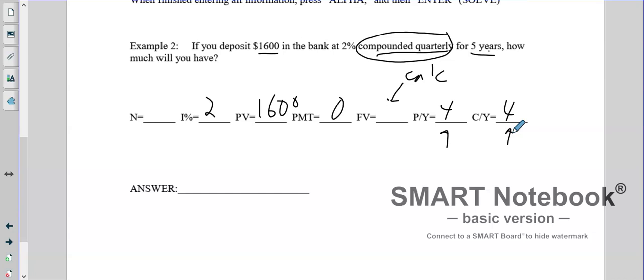Now, what is our n? Okay, well, that is where we do this. So that's that actual number up in the upper, that's our exponent. This is going to be the 4 times 5. 4 times per year, for 5 years. So this number here is going to be 20. Okay, so let's do that.